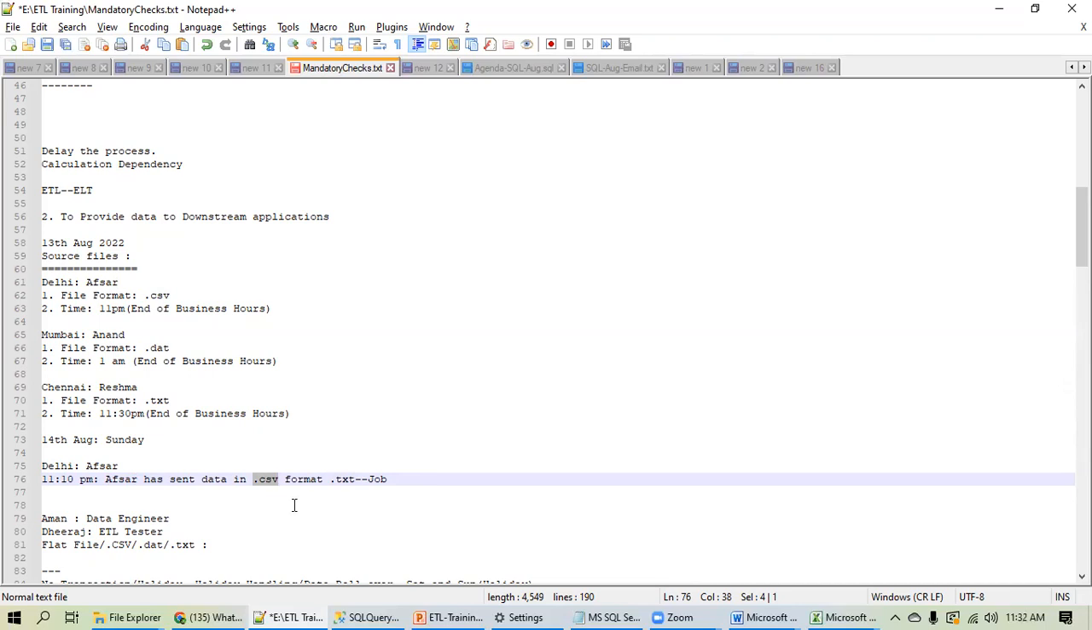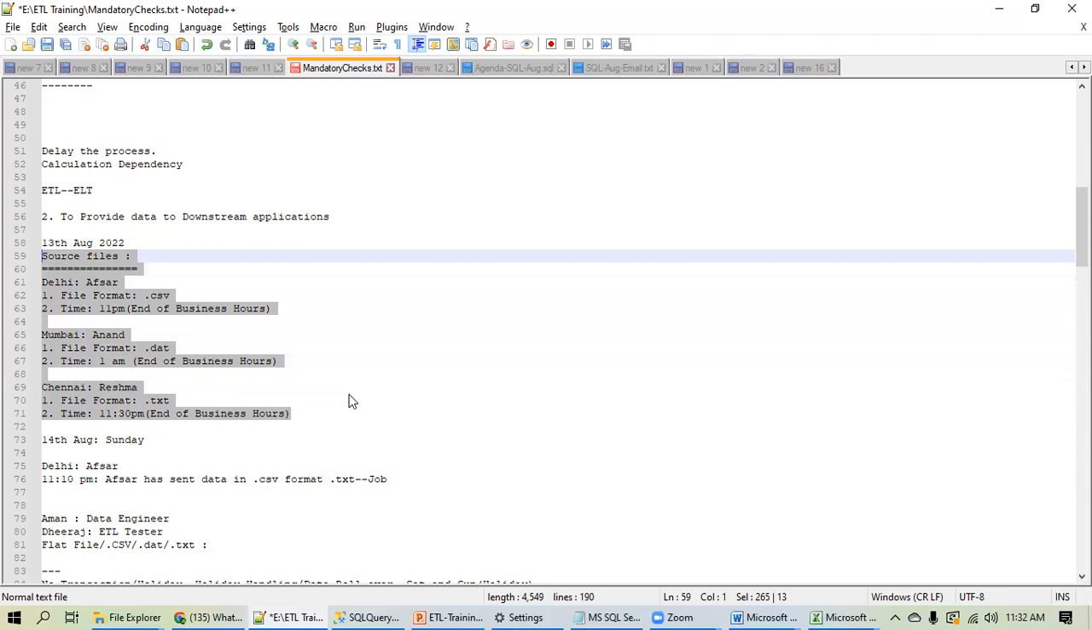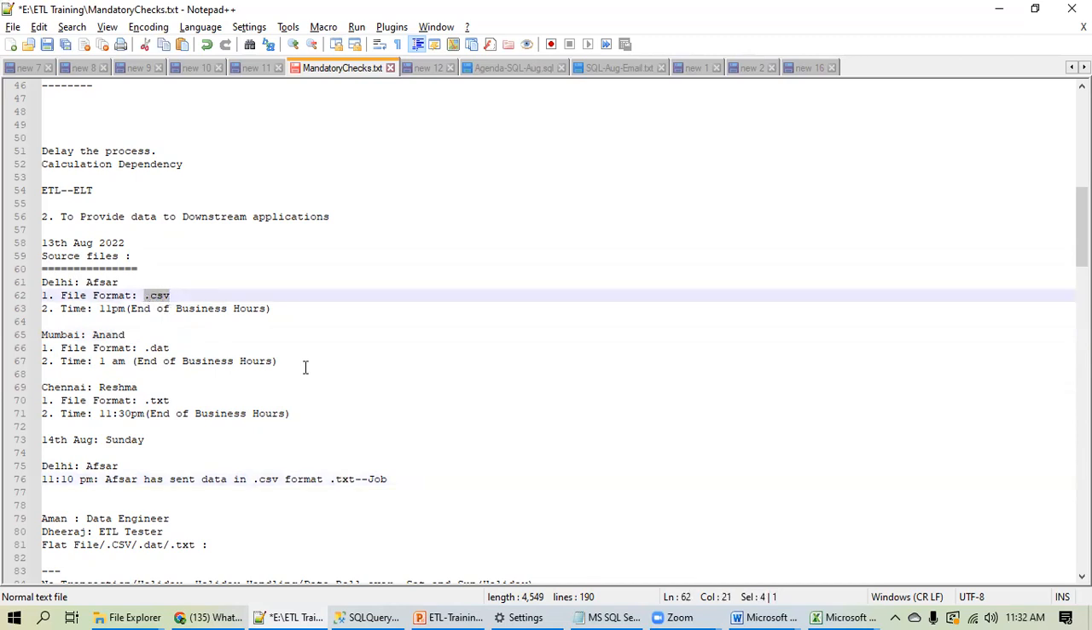Why? Because this FRD, this mapping spec, all these things are a Bible. You should follow it strictly. It is like a Bible for you. You should take a screenshot of this and tell Afsar that no, I will not accept this .txt because it is mentioned as .csv.